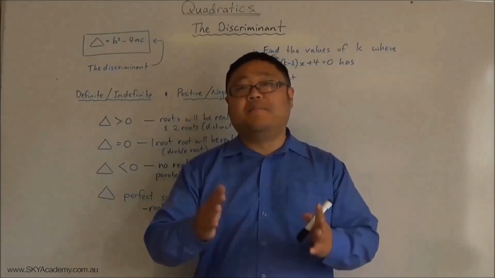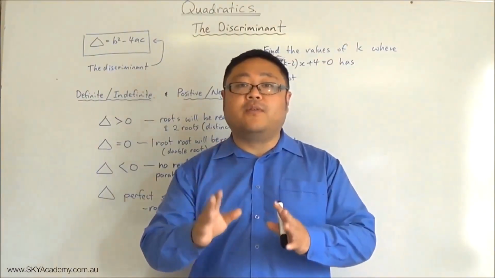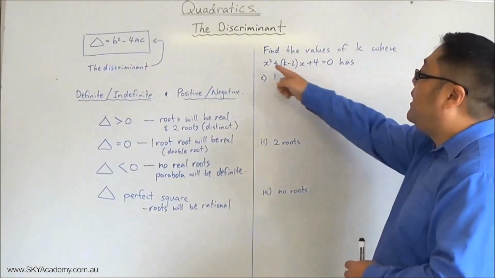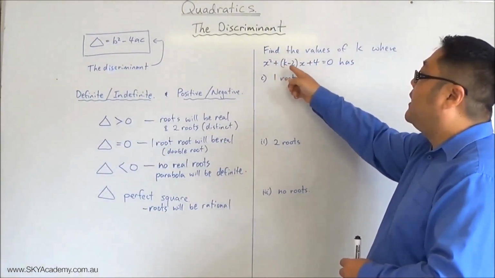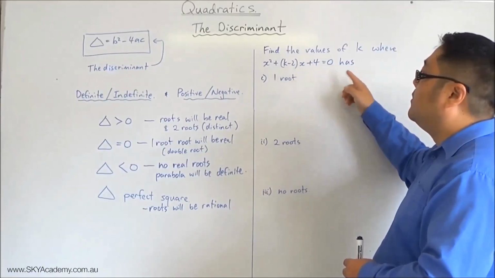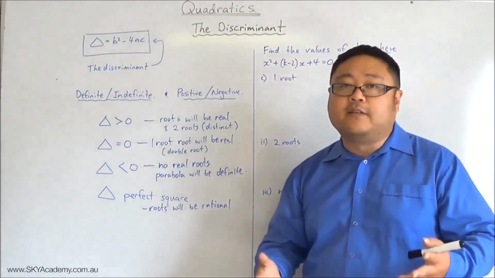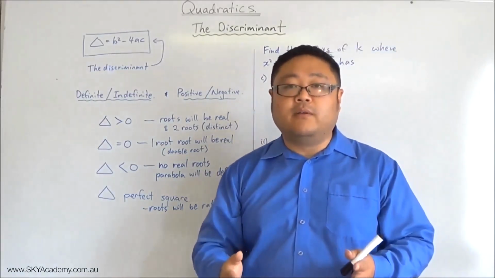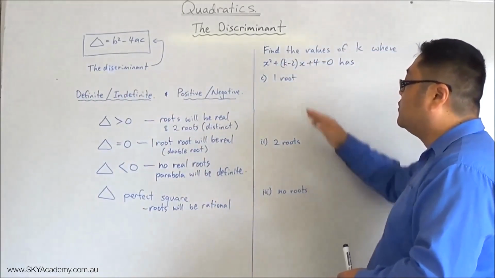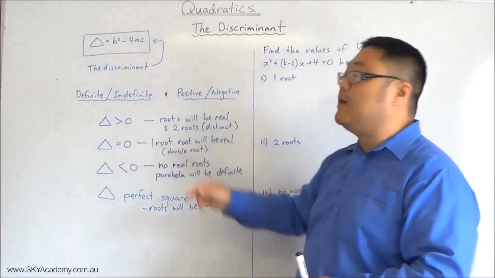Well, I'm back now, and I've written up another example on the board and we'll go through that. The example is: find the values of k where x squared plus (k minus 2)x plus 4 equals 0 has 1 root, 2 roots, or no roots. Obviously the question is assuming that the roots are going to be real. So 1 real root, 2 roots, and no roots. When will an equation have 1 root? It's when the discriminant equals 0.